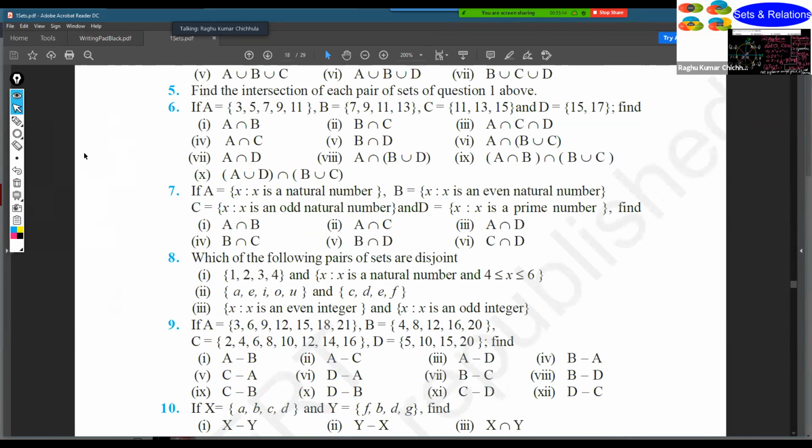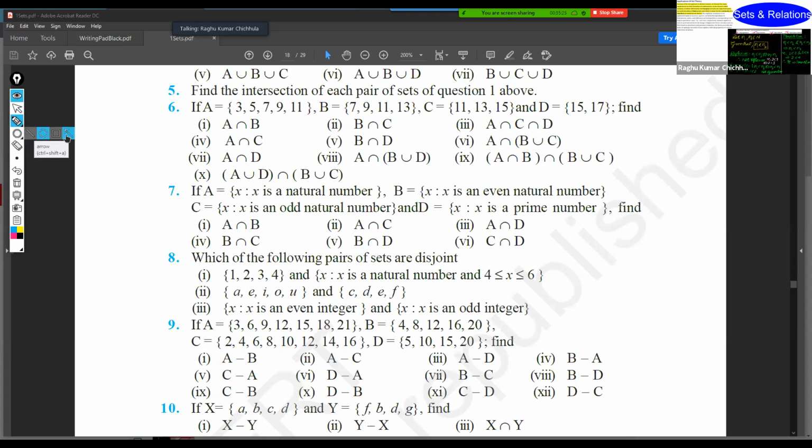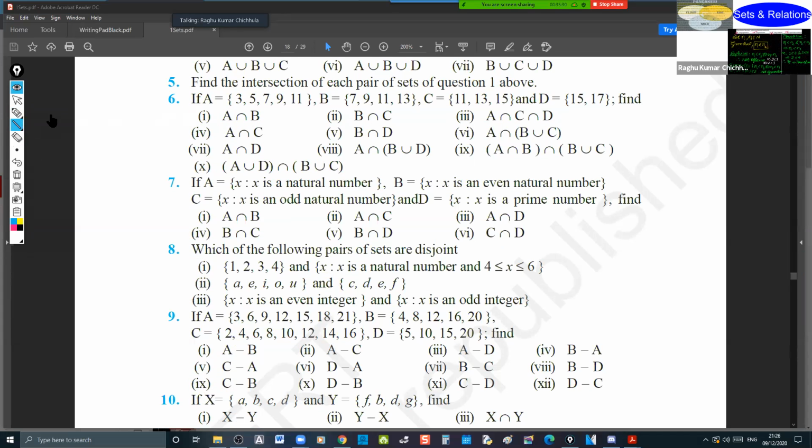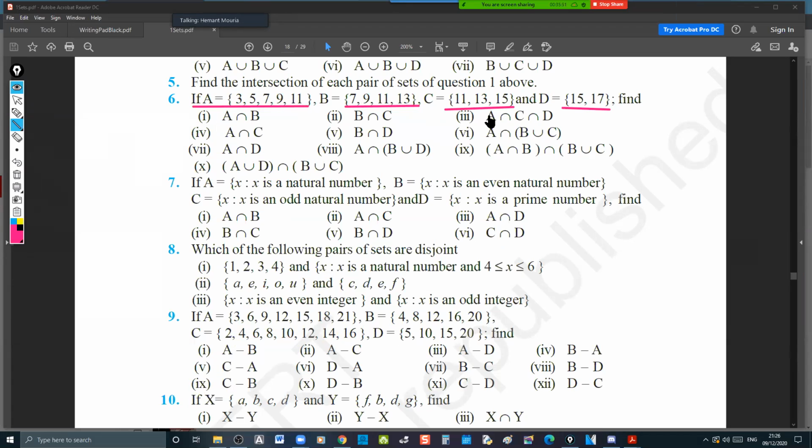Now, sixth one, if you see, these are all straight questions, please. Let us solve them faster. A is 3, 5, 7, 9, 11. B is 7, 9, 11, 13. C is 11, 13, 15. D is 15, 17. Come on, tell me A intersection B, please. At a glance, you can see: 7, 9, and 11. That's it.